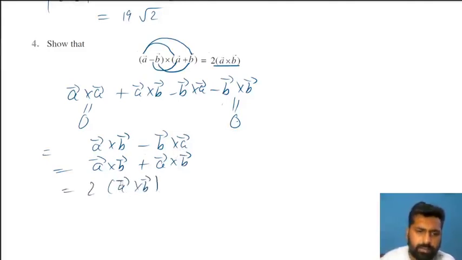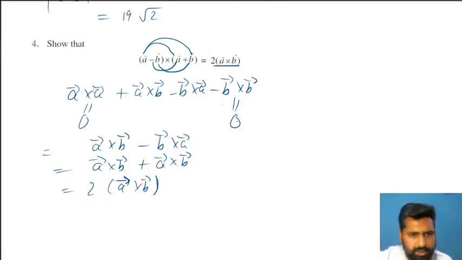Okay, so remember that while doing the products of vectors, see whether it's a dot product or a cross product. For the dot product you can use algebraic properties, but for the cross product they don't work. All right, this is done.